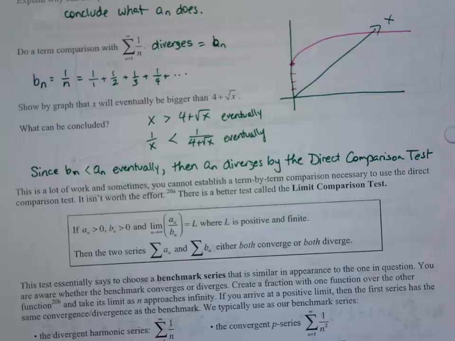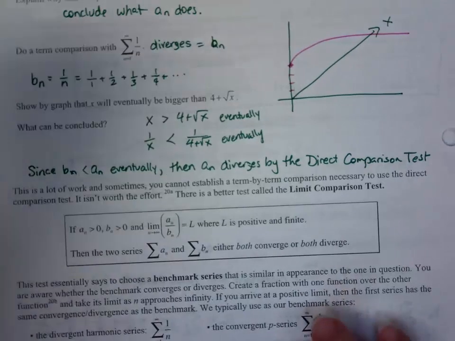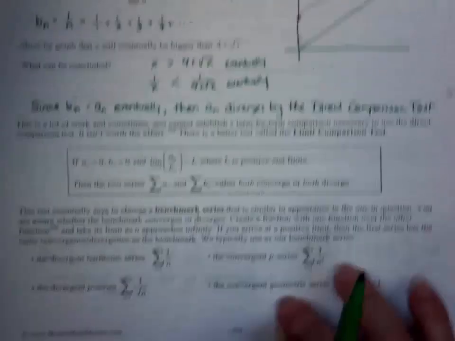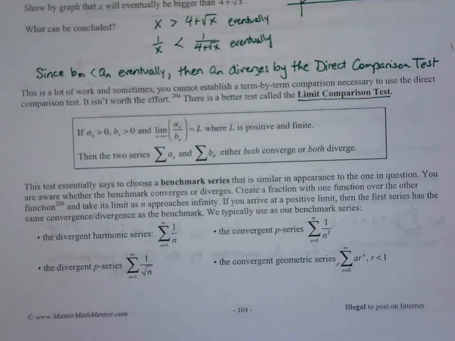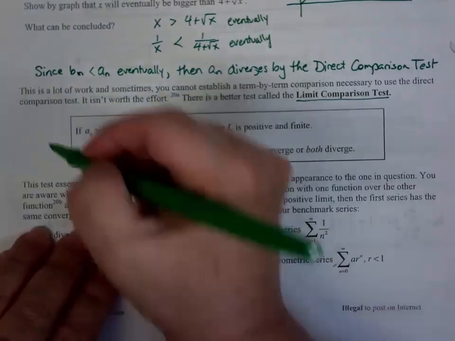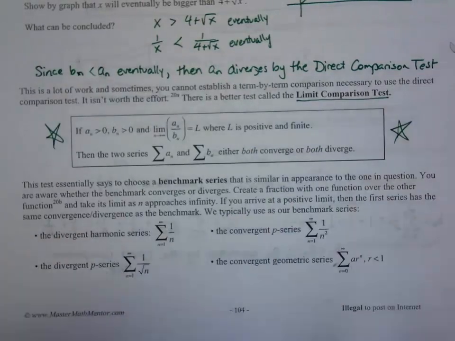So now we're going to go to the better test. There's a better test, and it's called the limit comparison test. If you can take a limit, this one's better, okay? And I think you can. Put a big star by this one right here. Here's the rule for this one as well.